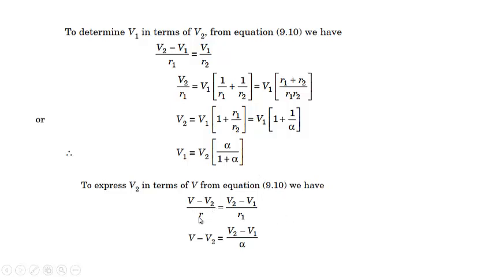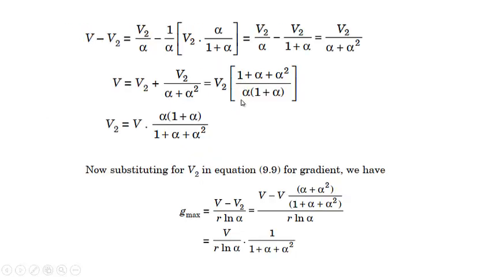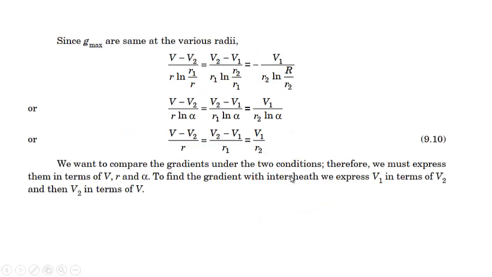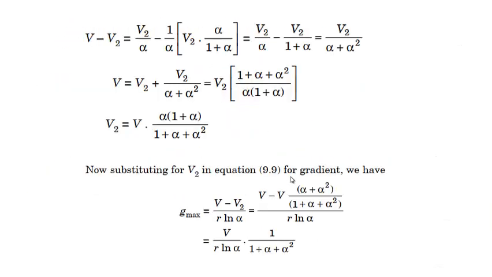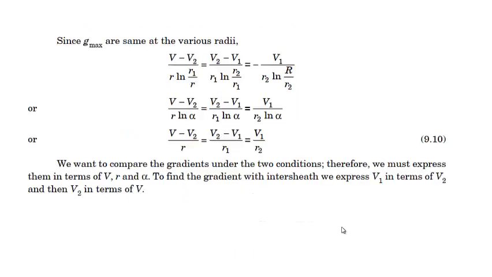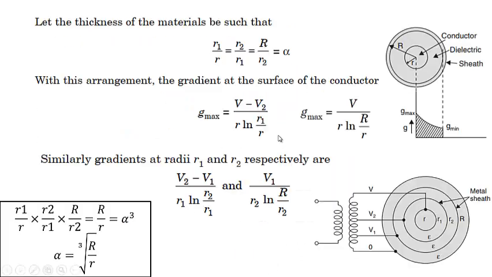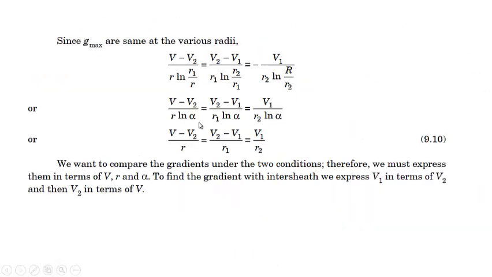That is (V minus V2) divided by R is equal to (V2 minus V1) divided by R1, and putting the value of V1 in terms of V2, we get this equation. So finally, by substituting V1 in terms of V2, we get V2 is equal to V into (1 plus alpha) divided by (1 plus alpha square). Now substituting the V2 in equation 9.9, we get this equation. This equation gives G max.